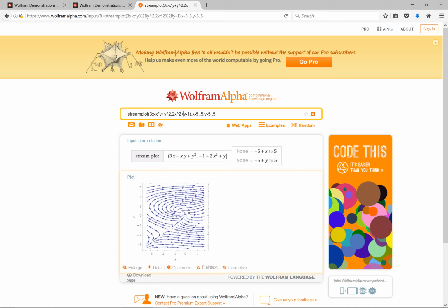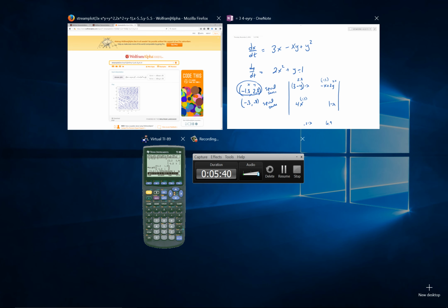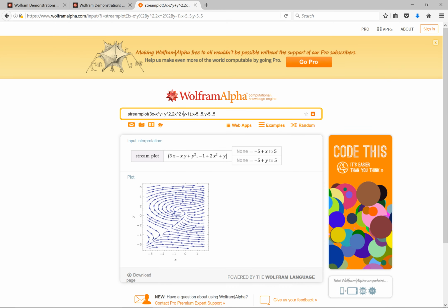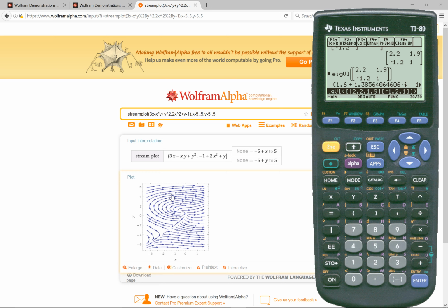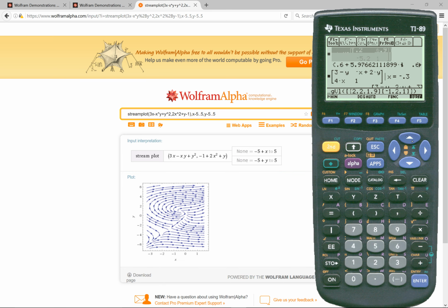And then there's a spiral source clearly at where? So basically the other one. So negative 0.3, positive 0.8. And that looks about right. So the other one, I bet I wrote it down wrong. So let's go look at the calculator, see if I wrote it down wrong.